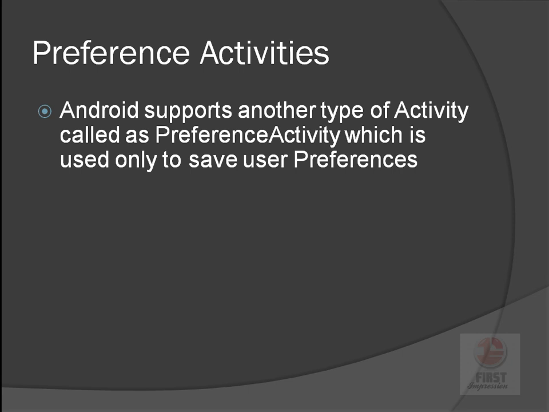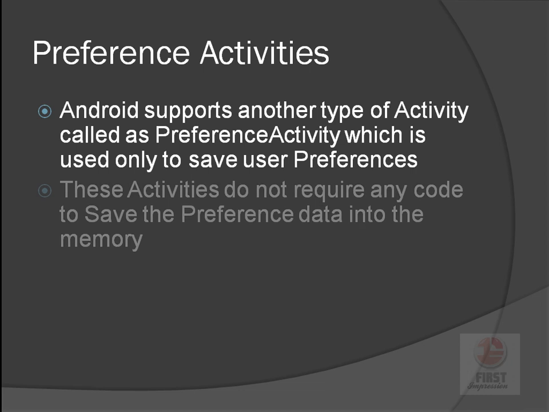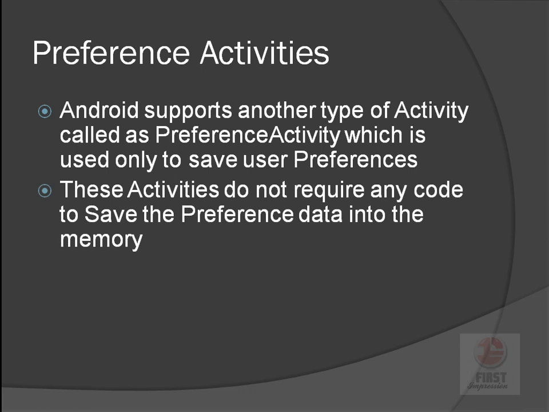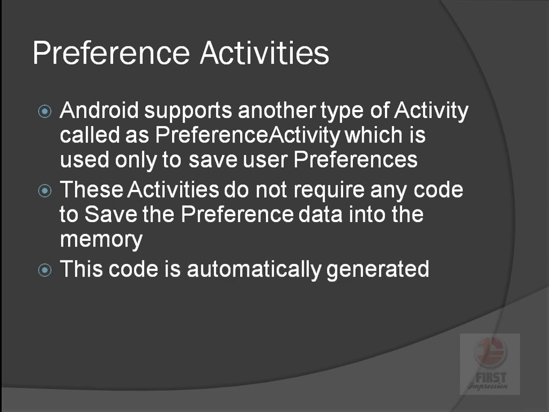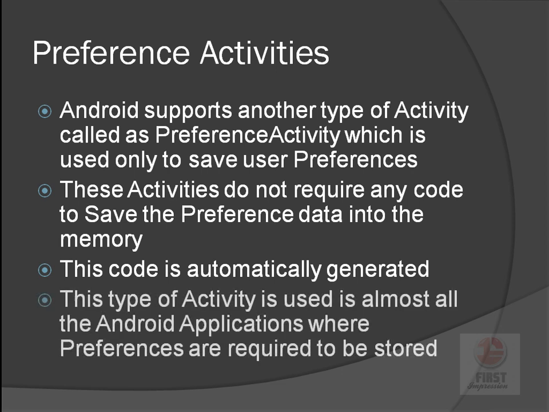Android supports one more type of activity called preference activity, which is used only to save preferences of the user. These activities do not require any code to save the preferences into memory. The code is automatically generated for us by the Android OS. This type of activity is used in almost all Android projects where preferences are required to be stored.